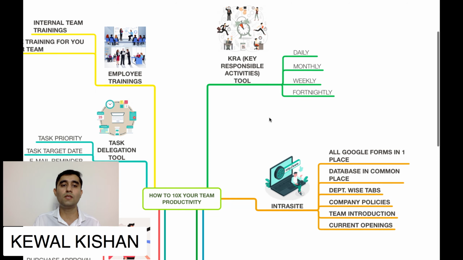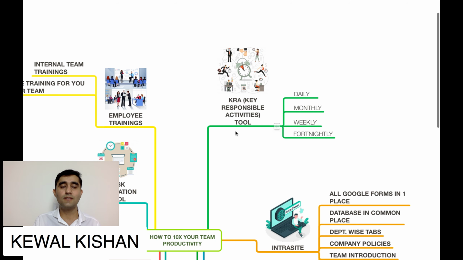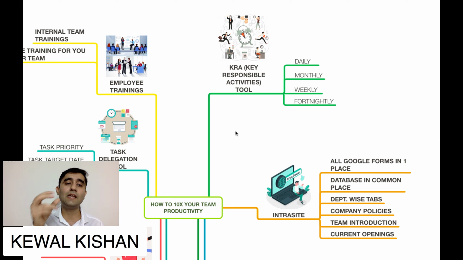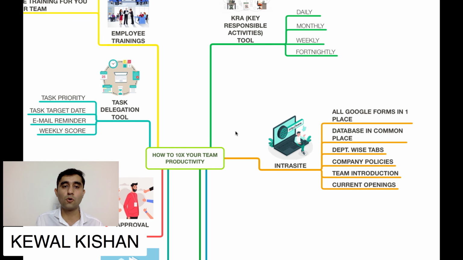Let me revise all these elements for you. First of all, it is going to be the KRAs, key responsible activities, so that your team knows what they need to do on a daily basis, weekly, fortnightly, and monthly. And through technology, if they keep getting it in a list in the Google Sheet, nothing is better than that, because they get a list of what they need to do. And the fear that you have, that I don't know what my teammate is doing, that will be gone. And automatically your team's productivity will be high, because they'll try to complete most of the things. They'll try to become more productive and complete their daily agenda.